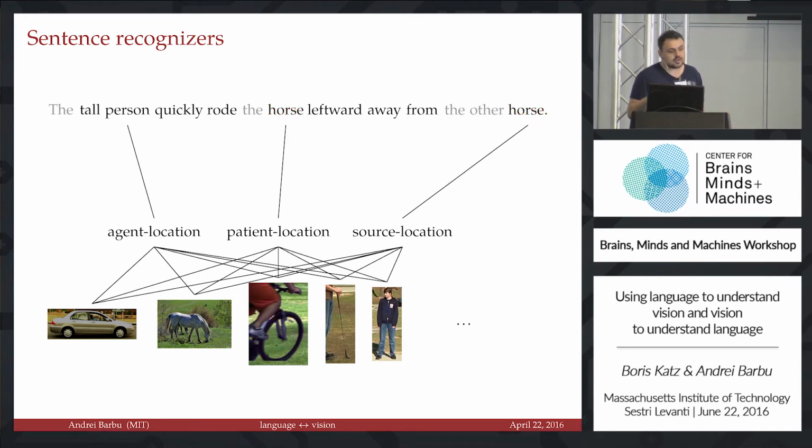Then what you do is you look at every word in your sentence, and every word acts as a constraint over these trackers. So the word person constrains one tracker, horse constrains another, and ride constrains the relationship between the trackers for the agent and the patient, and it constrains in a particular way so that you can distinguish the agent riding the patient from the patient riding the agent.